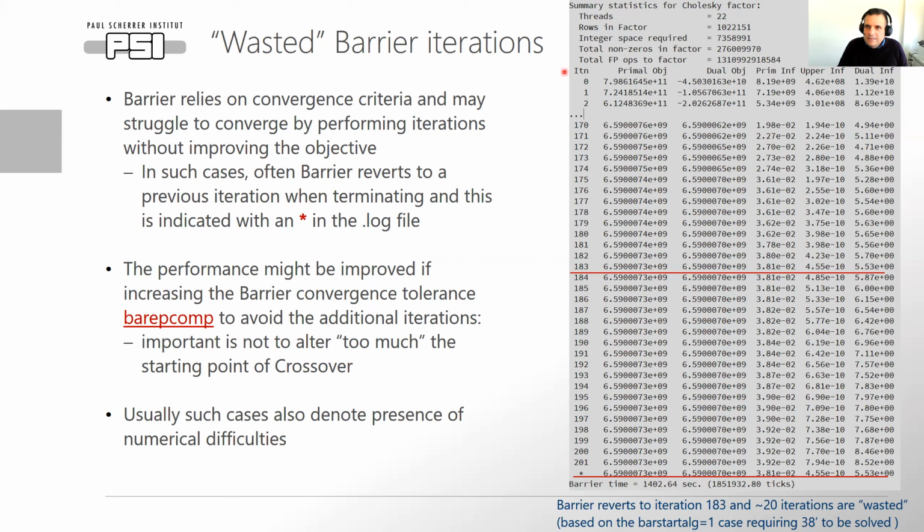So in this example, I solve the model with bar start alg 1, and it requires 38 minutes to be solved, including the crossover.